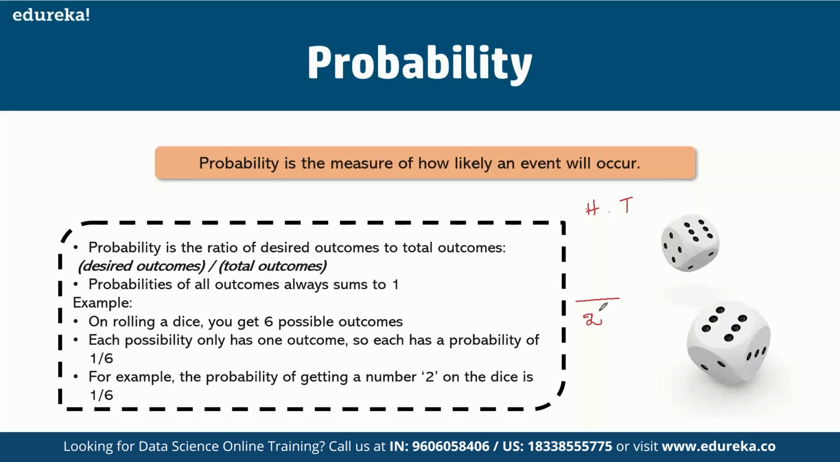So what is the probability of getting a head? You only have two choices, head and a tail. So the probability of getting a head is 1, that means it is 1 by 2. So this is how we work on probability.